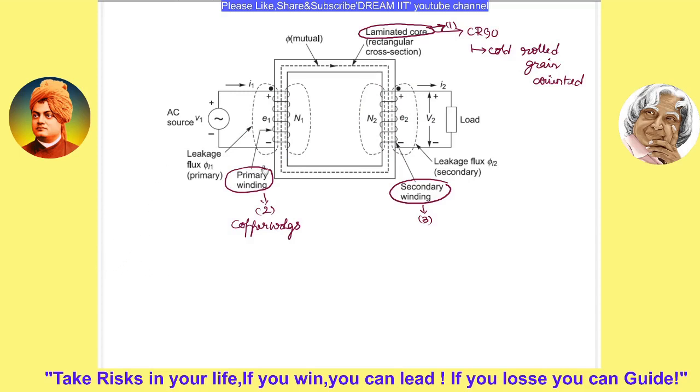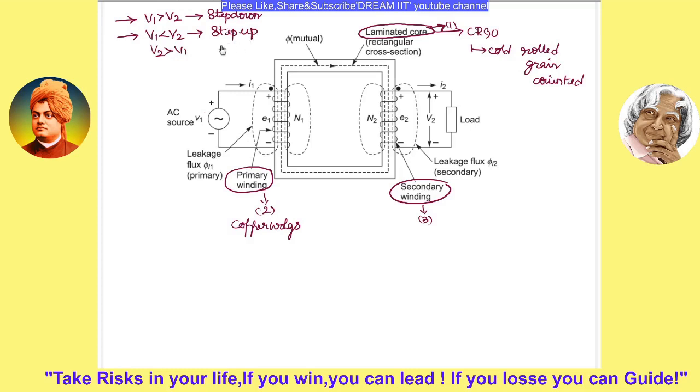Observe the voltages V1 and V2. Based on them we decide whether it is a step up transformer or a step down transformer. If V1 is greater than V2, we call it a step down transformer. If V1 is less than V2, or in another way V2 is greater than V1, then we call it a step up transformer.